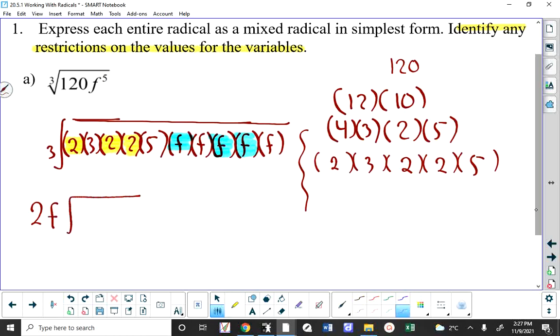So we have a triplet of 2's, which becomes a single 2 outside. We have a triplet of f's, which becomes a single f outside. And the leftovers are now going to be packed together again in a condensed form. We have a 3 and a 5, which is 15. And then we have f cubed. Nope. We have f squared. We have this left, this left, this left, and this left. And that's the answer. 2f multiplied by the cube root of 15f squared.